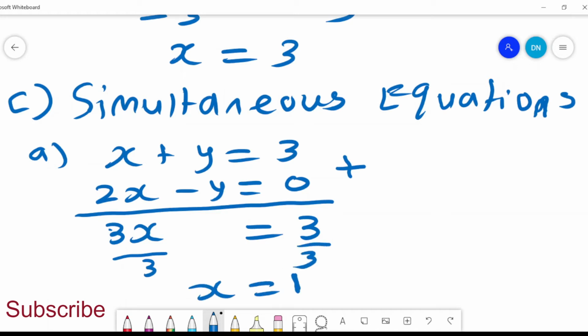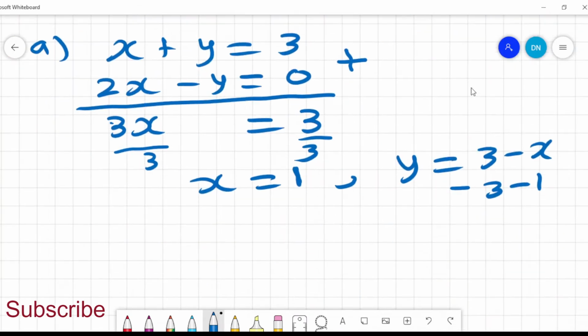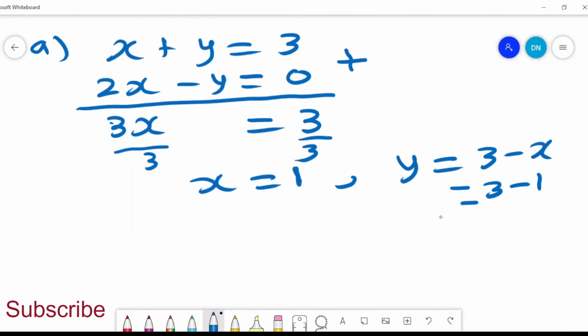Since I know the value of x, then I can get the value of y. From the first equation, y is equal to 3 minus x, which will be 3 minus 1. And therefore y is equal to 2 and x is equal to 1. That is if I use the elimination method.